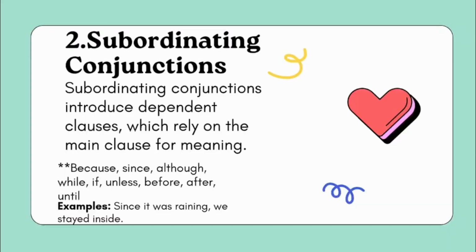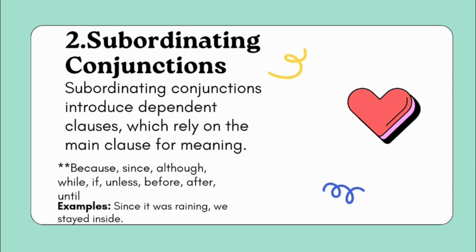Another set of conjunctions that we will be talking about today are the subordinating conjunctions. These are conjunctions that help to connect a dependent clause. And when I talk about a dependent clause, it is a clause that cannot stand alone as a complete sentence.